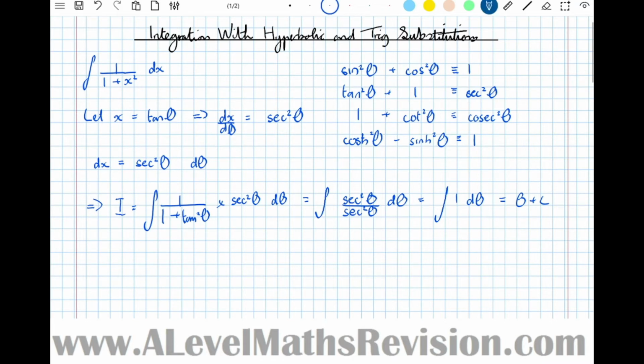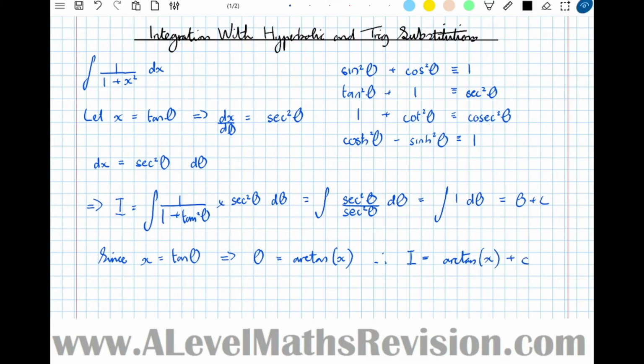Now going back, x was tan theta. So, since x equals tan theta, this implies that theta is arctan of x. Therefore, the integral I equals arctan of x plus c. So we can see that these two terms here, combining to a single term, actually ended up making the integration a lot easier. But actually, that begs the question, are there any other suitable substitutions to use as well?